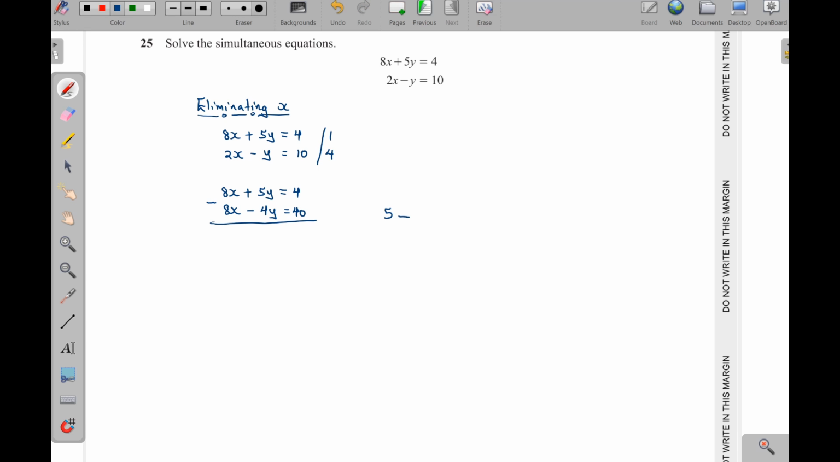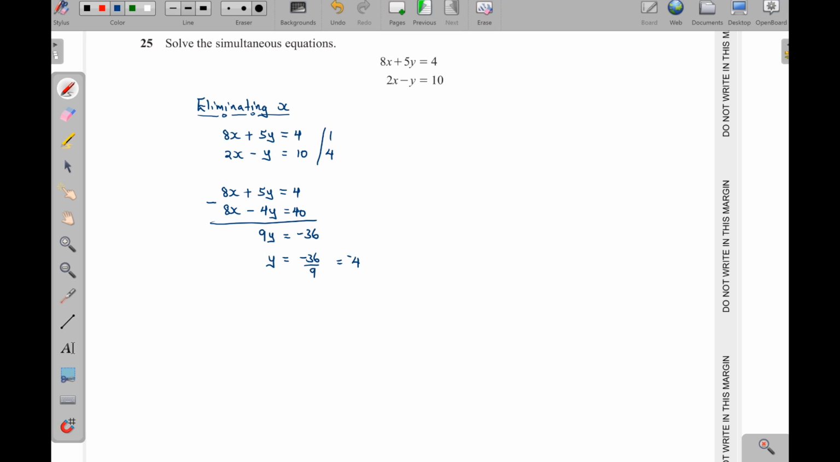Now we have 5 minus 4. This one becomes a what? A 9. So we shall have 9y here, which is equal to 4 minus 40. What do you get? Negative 36. So y will be negative 36 out of 9. And 36 is a multiple of 9. So that is a 4 here.